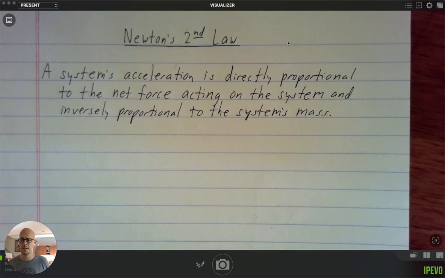So we have our definition of Newton's second law. It's the law that's essentially just an equation. But in words, we have that definition. A system's acceleration is directly proportional to the net force acting on the system and inversely proportional to the system's mass. So I just want to start with what does that all mean?